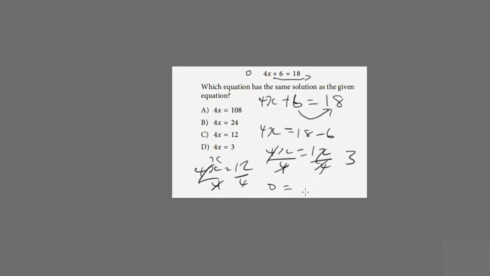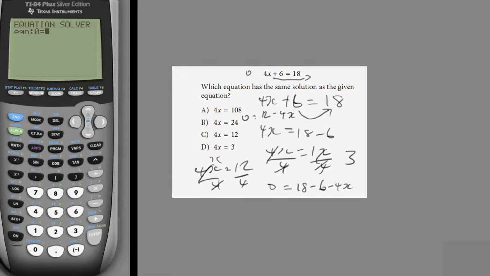You're going to have 18 minus 6 minus 4x, which is 18 minus 6 is 12 minus 4x. So this is 0 equals 12 minus 4x. So let's input this on the calculator now to solve it.